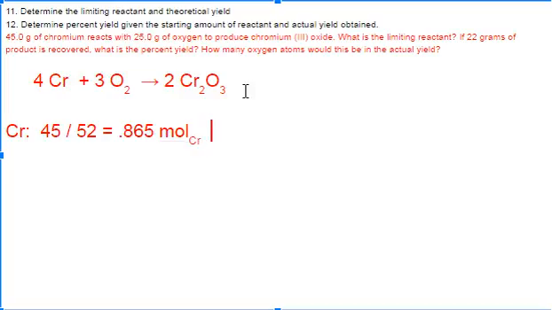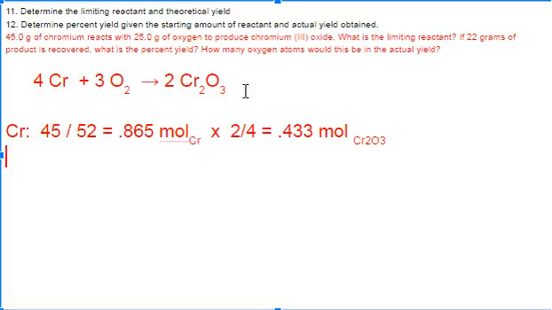Now, I can't just leave it there. I have to look at how much chromium oxide that would produce. I would get 2 chromium oxide per 4 chromiums, or this amount would actually be cut down to 0.433 moles of chromium 3 oxide.